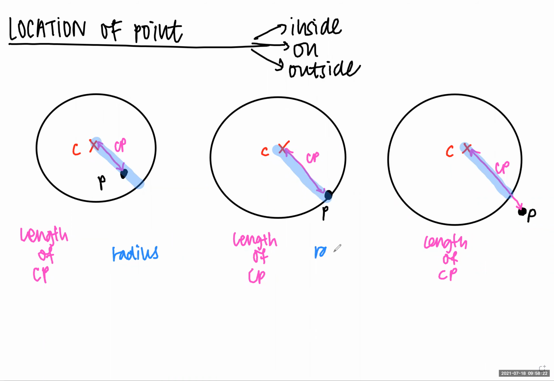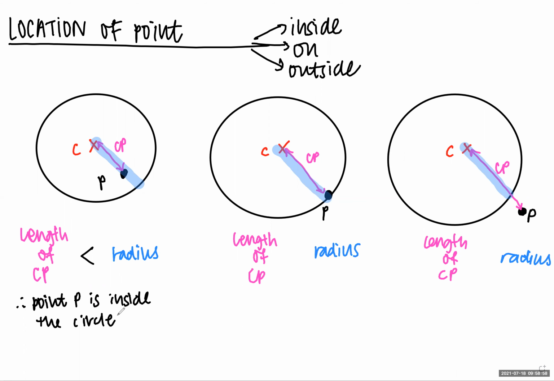Radius, radius, radius. Now the first scenario, what do you notice? The length of CP is what compared to the radius? What symbol do I write? Less than. So when the length of CP is less than the radius, what can you say? Therefore, the point P is inside the circle.